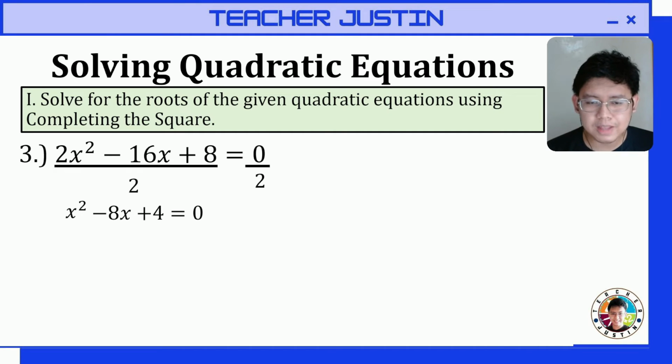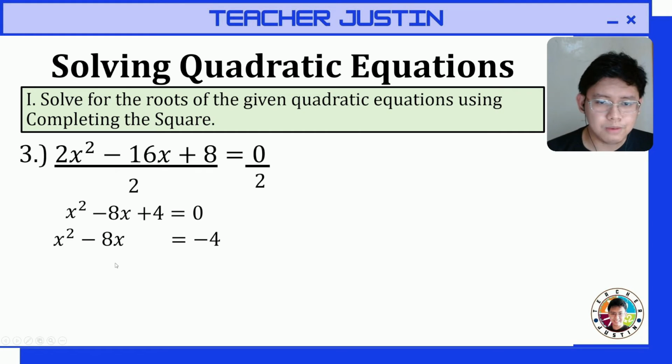The next step is to separate the variable term and the constant term, and we move the constant to the other side. Here, what we will transfer is positive 4. So transfer positive 4 to the other side. We will have x squared minus 8x equal to negative 4. Every time we transfer a term to the other side of the equation, we have to change the sign.